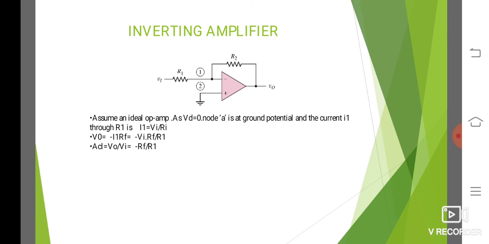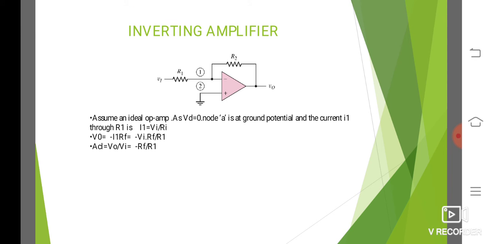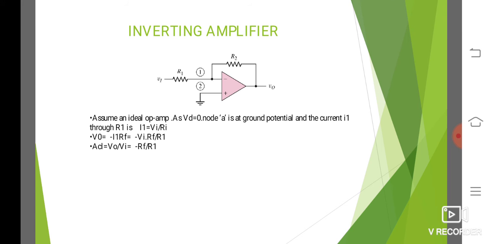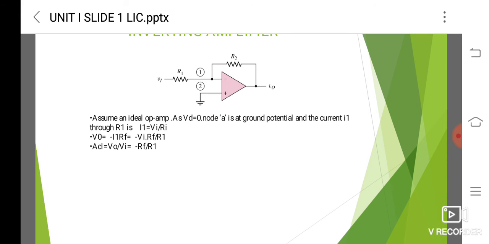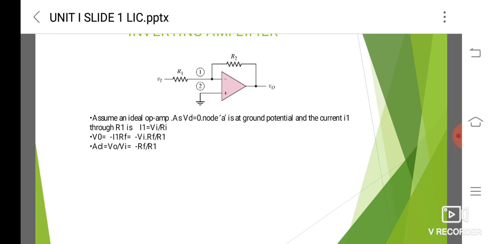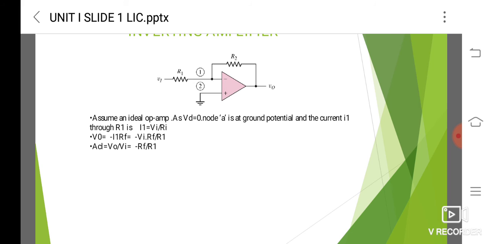Okay, now we can see that there are 2 basic types of operational amplifier, that is the inverting operational amplifier and the non-inverting operational amplifier. First we can see the inverting operational amplifier. Here the feedback is to the inverting input terminal, that is, the output voltage V naught is fed back to the inverting input terminal through this resistor R2, or in some other books it is noted as RF. It is called the feedback resistor.